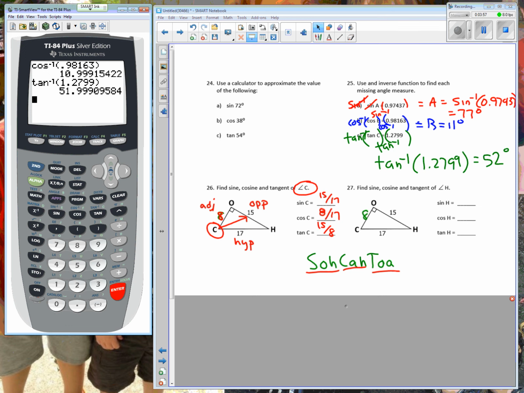How the problem changes for number 27, well, it changes my reference angle. My reference angle is H. So that makes 8 my opposite leg. It makes 15 my adjacent leg, which I'll label, and 17 my hypotenuse. So in this case, sine of H, opposite over hypotenuse, 8 over 17. Cosine is adjacent over hypotenuse, so that's 15 over 17. And then tangent is going to be opposite over adjacent, which is going to be 8 over 15.